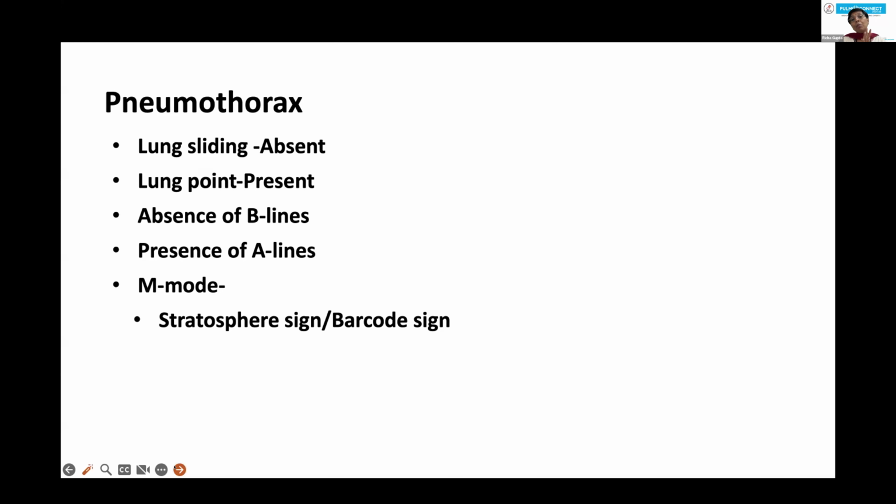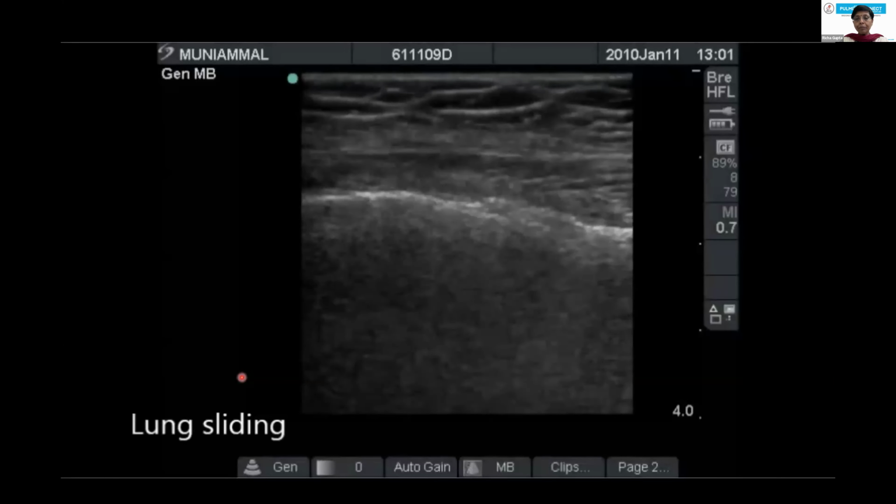Presence of A lines may be suggestive of pneumothorax, but as I told you earlier, it could be physiological, present in a normal lung also. Instead of saying absence of B lines, I would say if B lines are present, this rules out pneumothorax. And in M mode, the stratosphere or barcode sign, whereas normally it is called the seashore sign. Let's just look at it quickly.